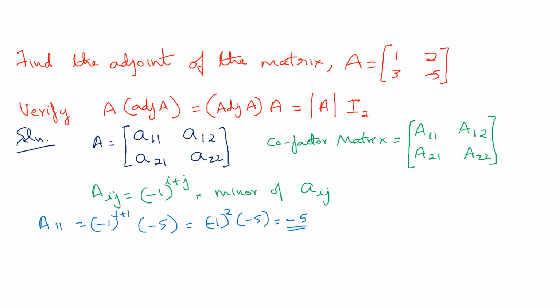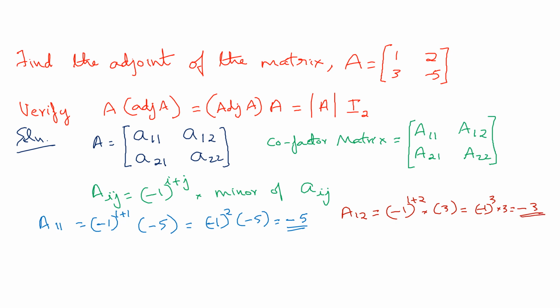In the same way, how to find A12? A12 is minus 1 to the power 1 plus 2 into the minor of A12. What is the minor of A12? You have to eliminate the row containing 2 and also the column containing 2. What remains there is only 3, so 3 is the minor. So this becomes minus 1 to the power 3 into 3. Minus 1 to the power 3 is minus 1, so you get minus 3.